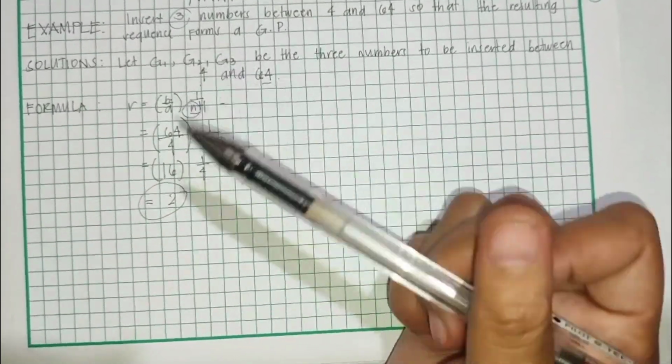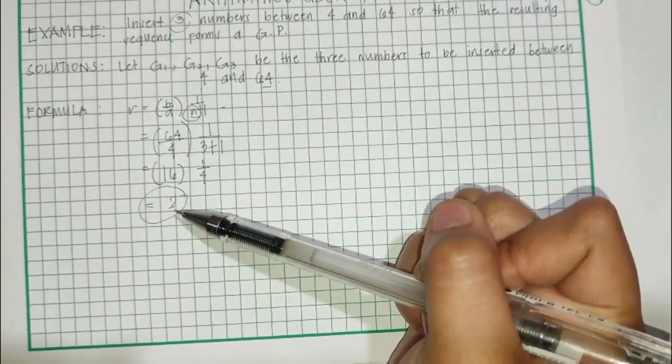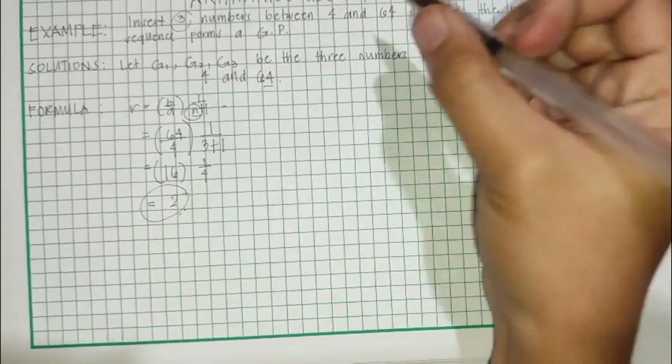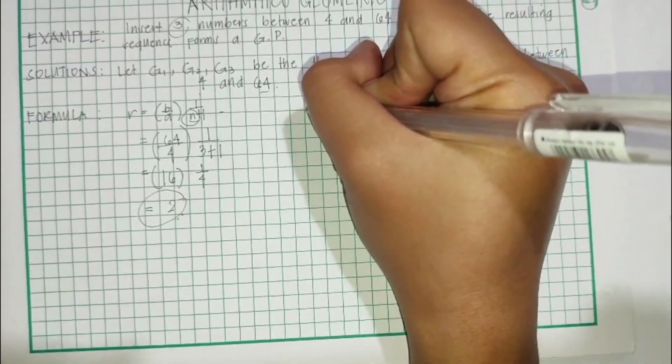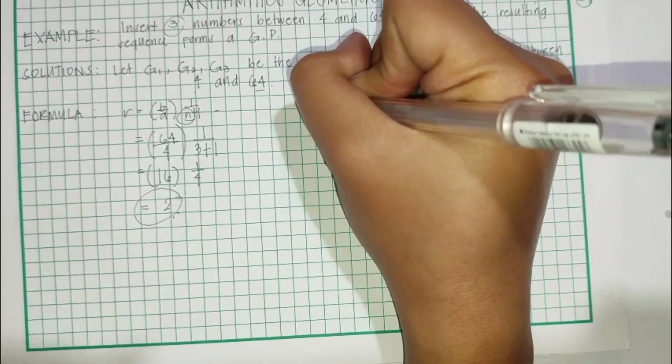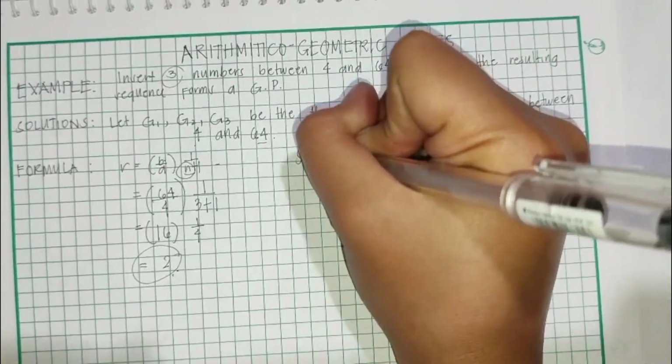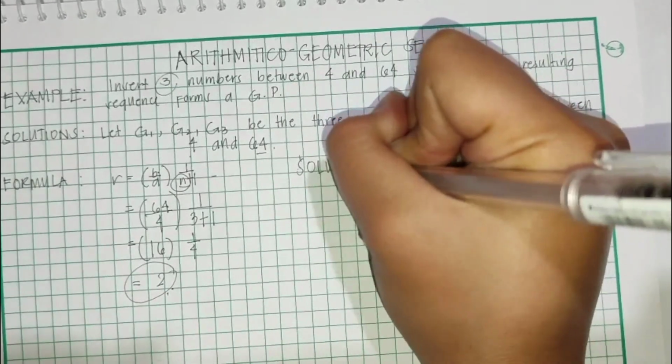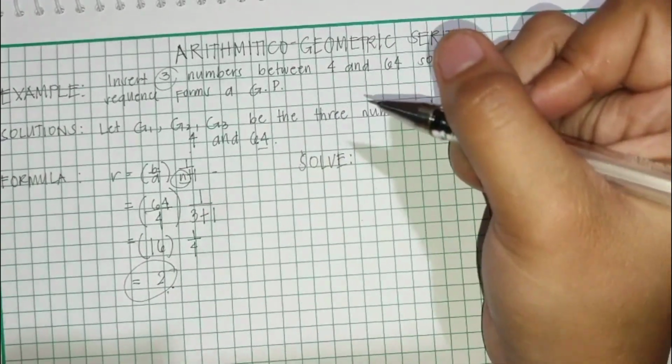The answer 2 will serve as the multiplier in order to solve for G1, G2, and G3. And now let's start to solve. First, let's solve for G1.